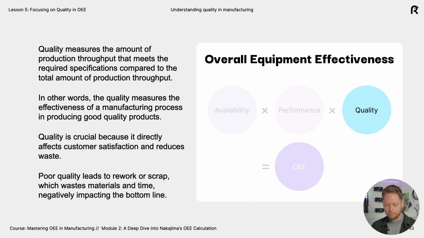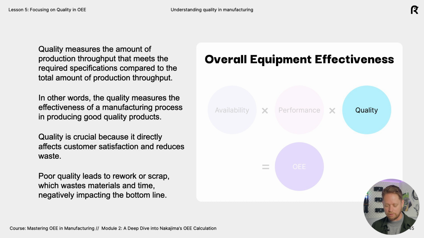Quality measures the amount of production throughput that meets the required specifications compared to the total amount of production throughput. In other words, the quality component of OEE measures the effectiveness of a manufacturing process in producing good quality products.